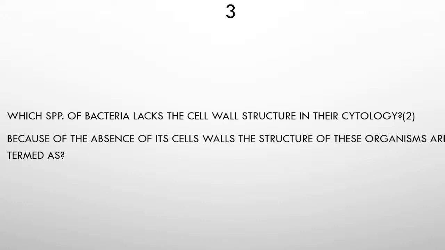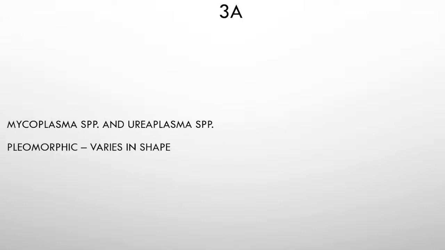Now, which species of bacteria lack a cell wall in their cytology? There are two organisms, please don't forget them. The mycoplasma and the ureaplasma species are the ones that lack a cell wall. And because of this absence, these organisms are usually termed pleomorphic organisms, which means they vary in shape, right?